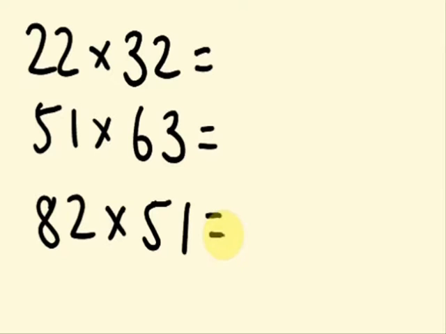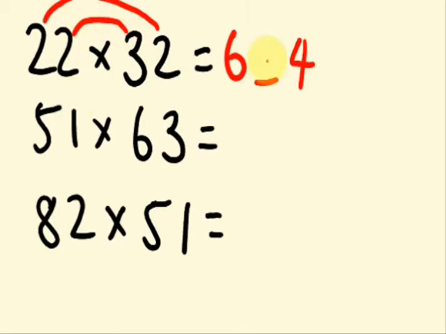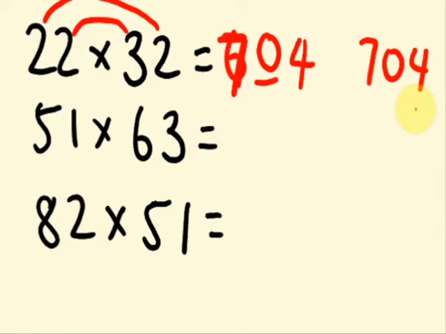Alright, so hopefully you've worked through those. We'll work through the answers to these right now, okay? So, 2 times 3 is 6, and we leave that blank space. 2 times 2 is 4, and then we add 4 and 6 together, which is 10. So we're going to get the answer of 704. There's our answer.